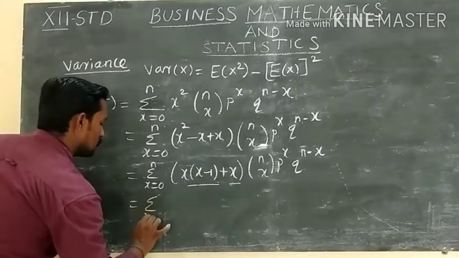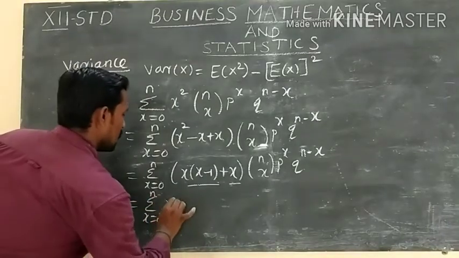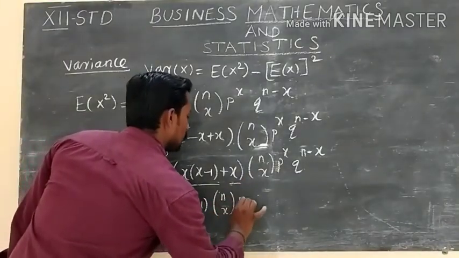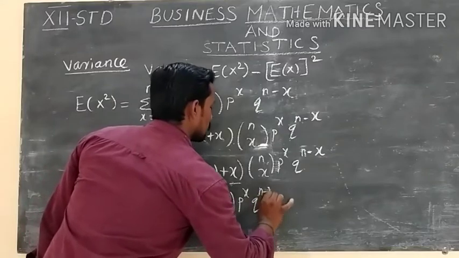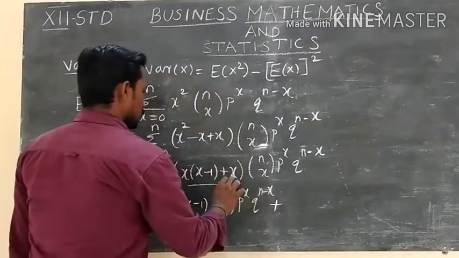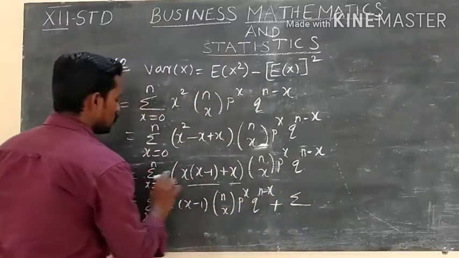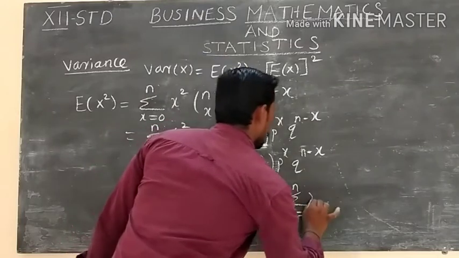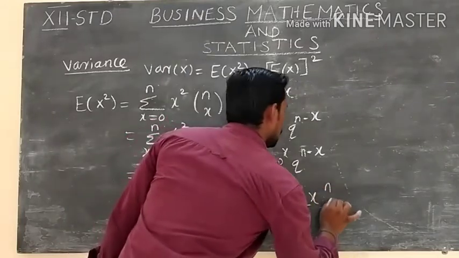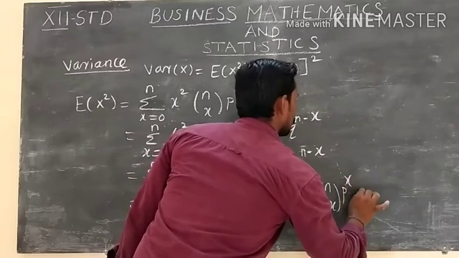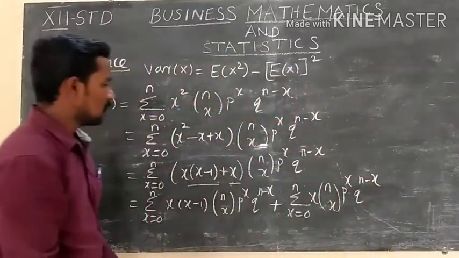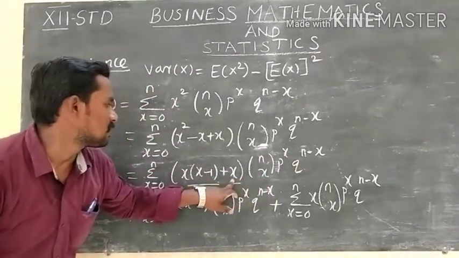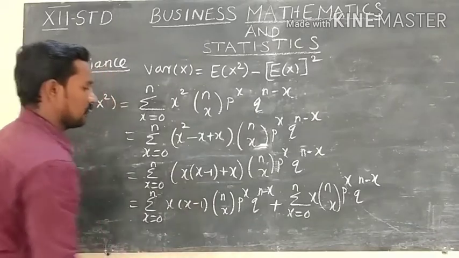So now we get summation x is equal to 0 to n, x into x minus 1 and nCx p power x q power n minus x, plus this term: summation x is equal to 0 to n, x into nCx p power x q power n minus x. Understood? This term is multiplied fully with the first one, then with the second term. We get this value. Okay.